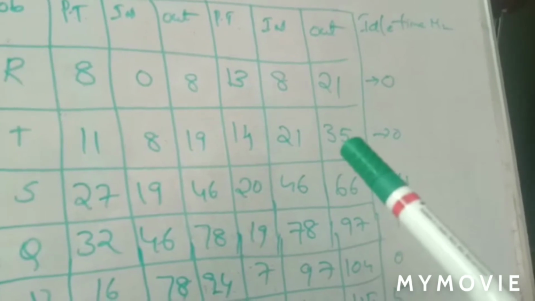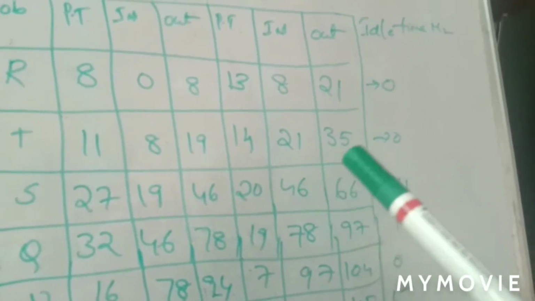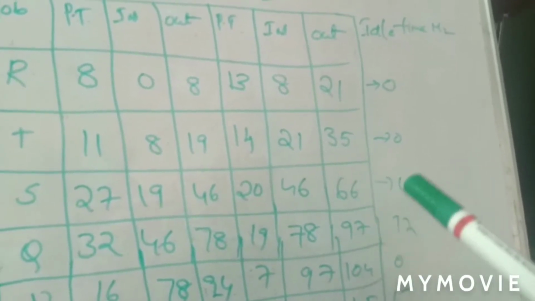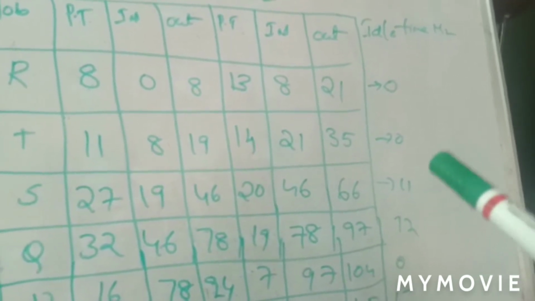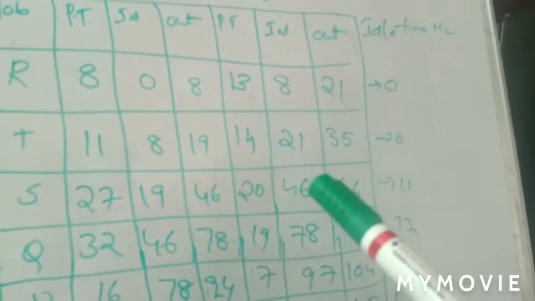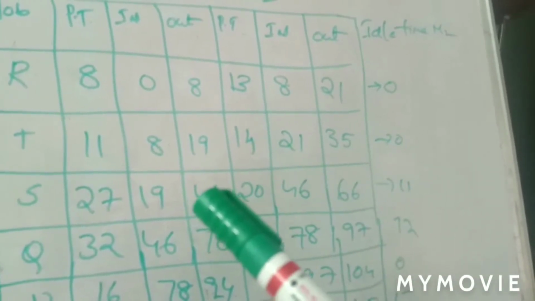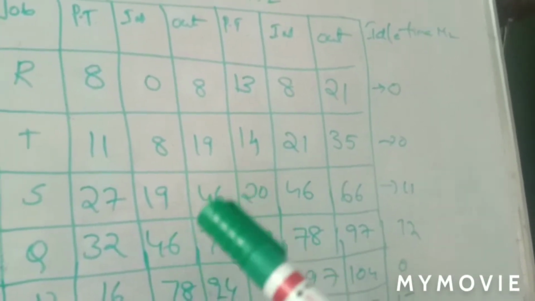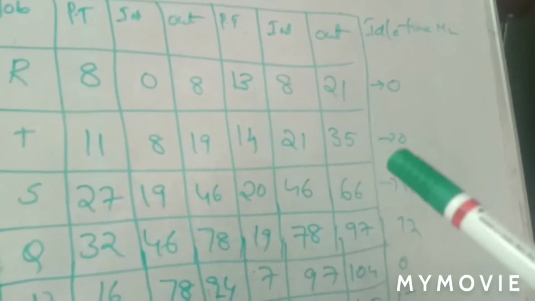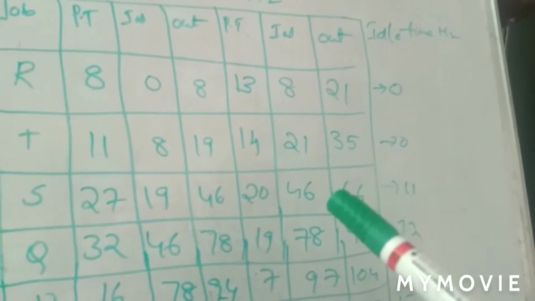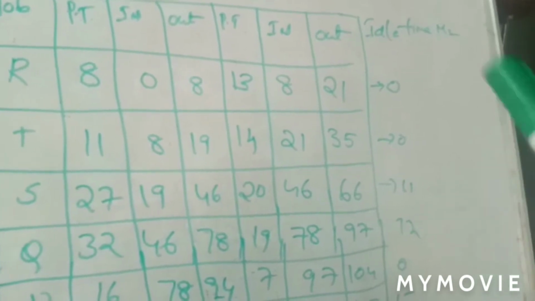That means machine 2 is supposed to wait. How much time is it to be waited? 46 minus 35. That means 11 minutes, 11 times. That means 11 minutes it has to wait, because here it is 35 and it is 46. So machine 1 is late. So till now machine 2 is supposed to wait. How many minutes? 46 minus 35, that is 11.